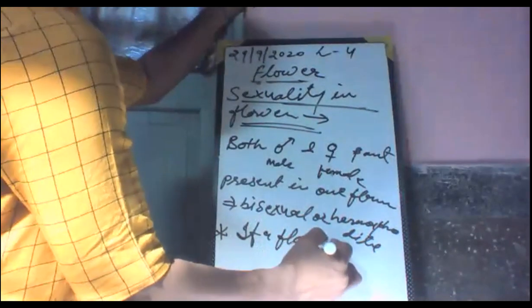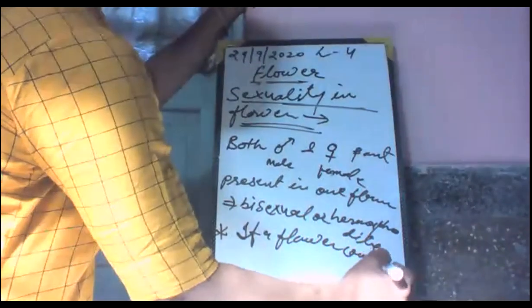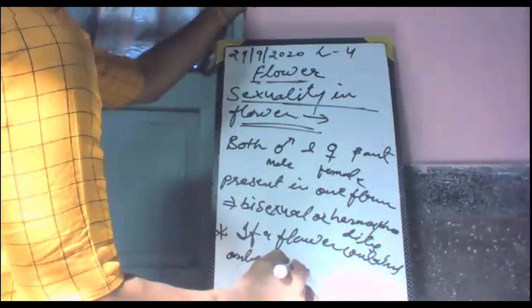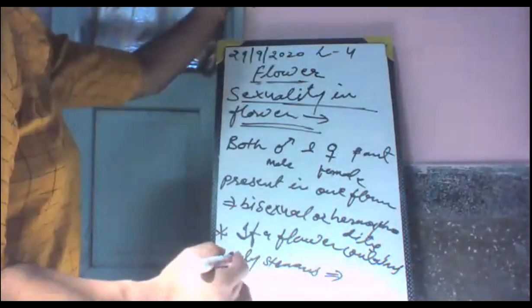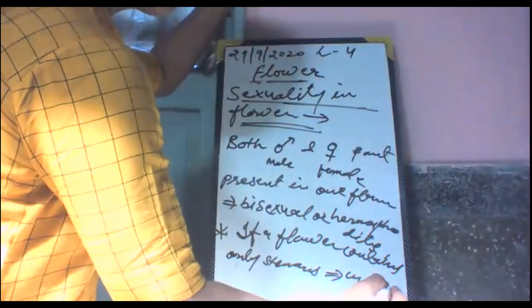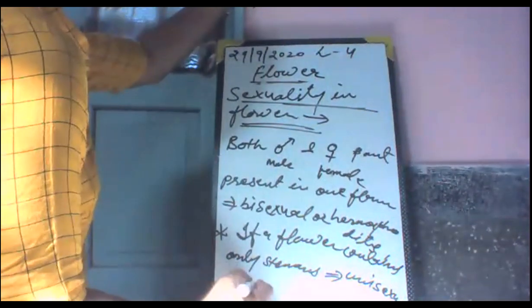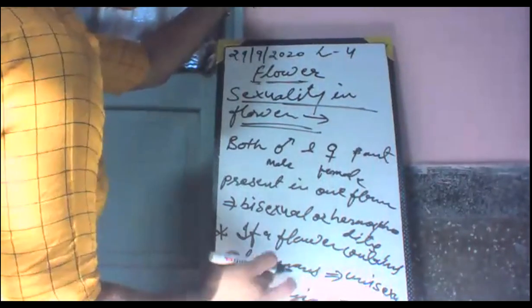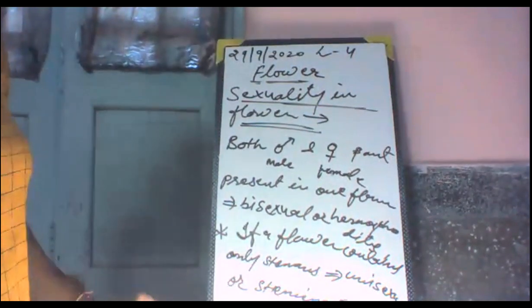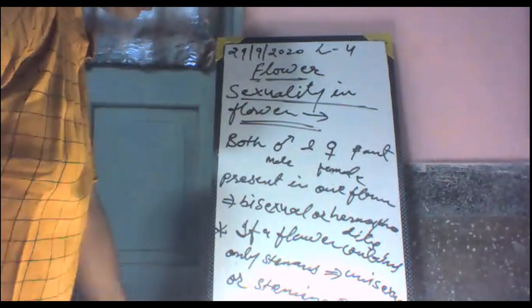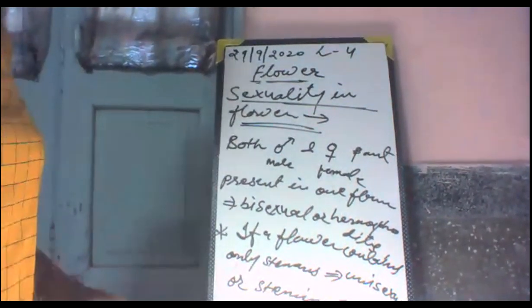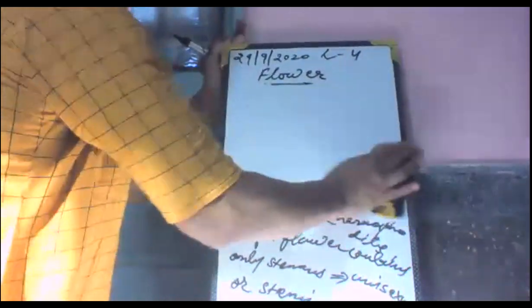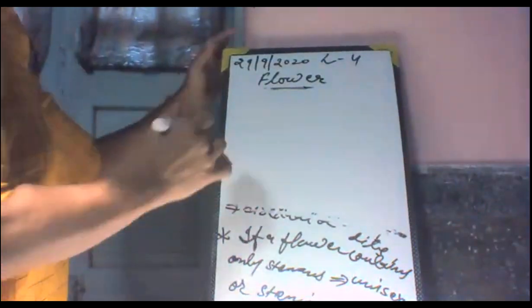If a flower contains only stamens, then the flower is known as unisexual or staminate, because stamens are present there. That type of flower is known as staminate. And in some cases, only the pistil is present. The male part of the flower is absent there.